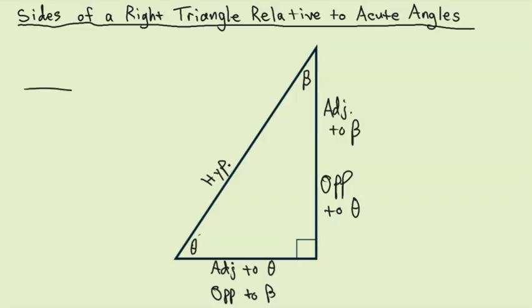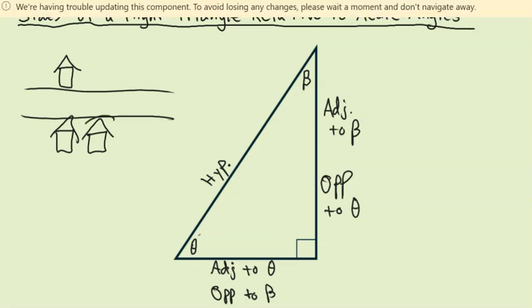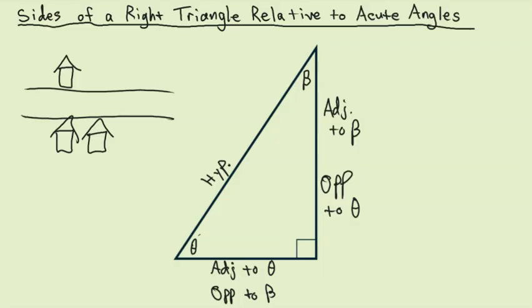Because it's the same thing as on your street. If this is your street and this is your house right here, this house across the street is opposite your house, right? But if instead we talk about this house right here, this house is adjacent to this house. So this house is opposite your house, but this house is adjacent to this house. So it really depends on the house of reference.